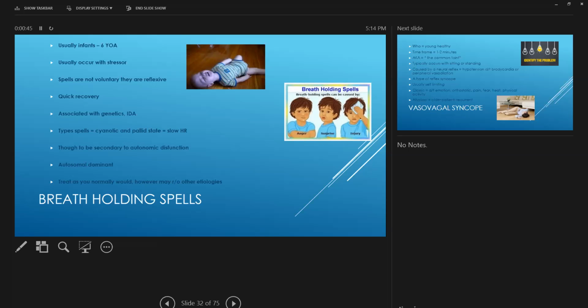So here we're looking at breath holding spells. A breath holding spell is an autonomic reflex. You think of these bratty kids that throw a fit and hold their breath till they pass out. That's not really what's happening here. It's actually a reflex. Although this does look like a bratty kid throwing a fit on the floor, these kids pass out and it's considered an involuntary reflex. The good thing is they usually grow out of it by about age 6. It's associated with genetics, family links, as well as iron deficiency anemia.